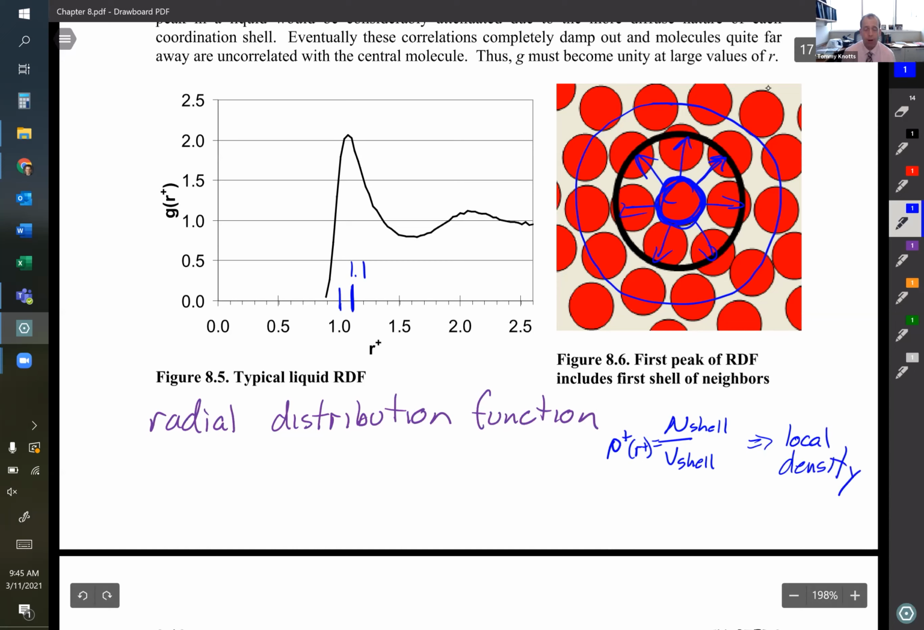And I can do this for all the particles in the system. I can consider every particle, look at all its neighbors, and I can get a lot of averages about how far away on average the particles are. How likely it is that a particle is 1 molecular diameter away, 1.1 molecular diameters away, 1.2 molecular diameters away. Then I can normalize this. I know what the bulk density is. The bulk density is all my particles over the total volume.